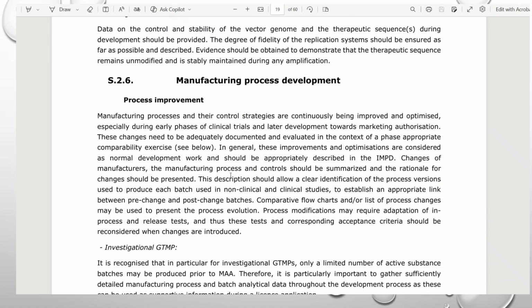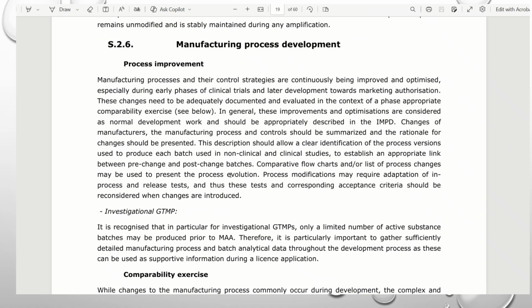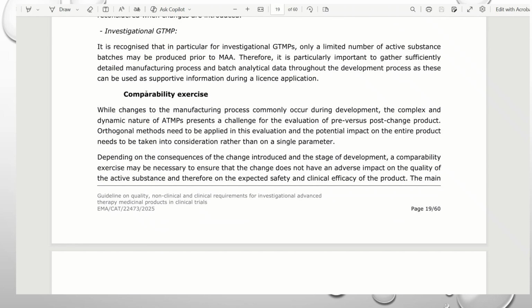Manufacturing process development, as you manufacture your product, you are going to make changes, process improvements. You're going to need to have different suppliers in order to have that continuity of supply of raw materials or of even certain starting materials. And so you're going to be making changes and optimizing your manufacturing process, and you need to track that. You need to show that tracking the different versions in your dossier. You will be required to do comparability exercises.